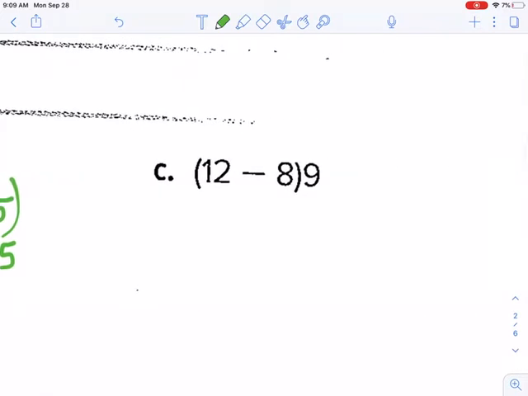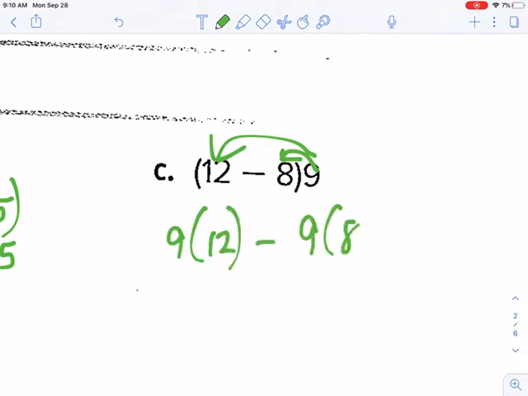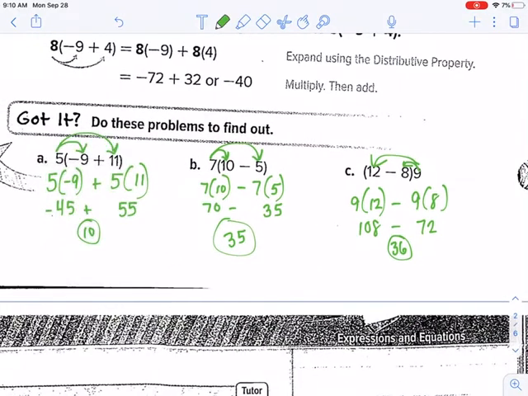And finally, letter C, the 9 is on the outside. They've put it on the right. If you want to move it to the left, you can do that. 9 times 12 and 9 times 8. Just make sure it stays in this order. You cannot flip-flop the 12 and the 8 inside because that's subtraction. All right, 9 times 12 gives you 108. 9 times 8 gives you 72, and when you subtract that, you get 36. So again, look at that work that I want to see from you.